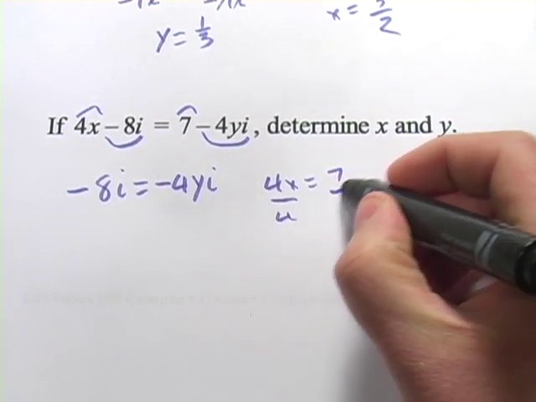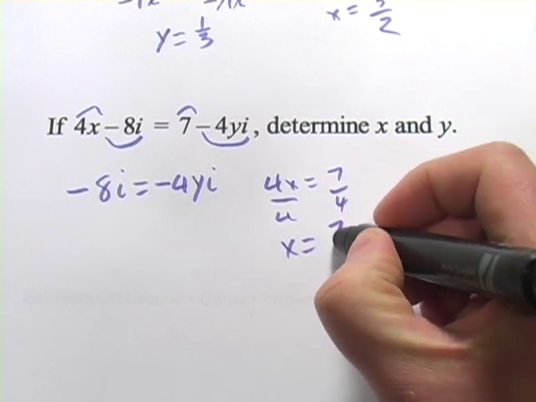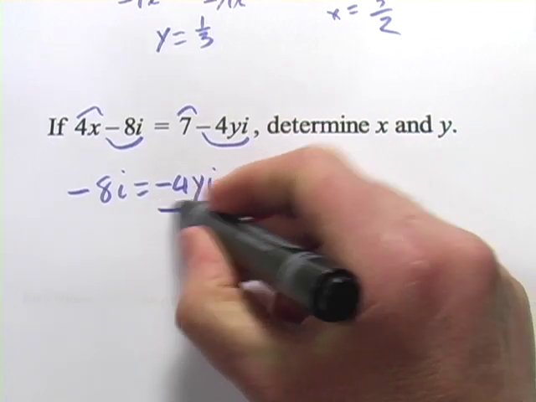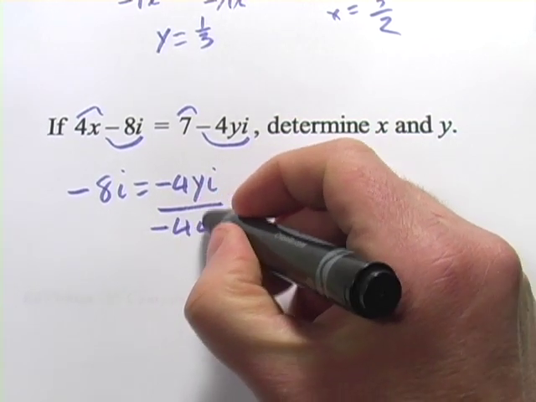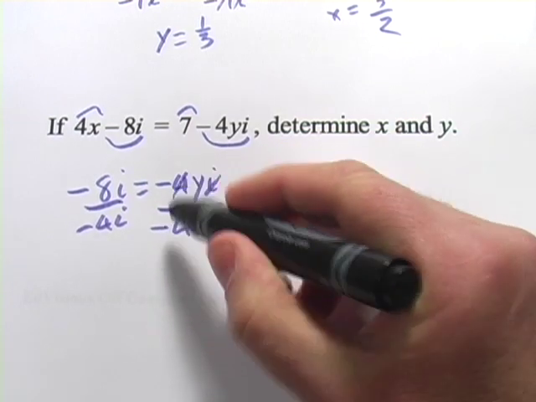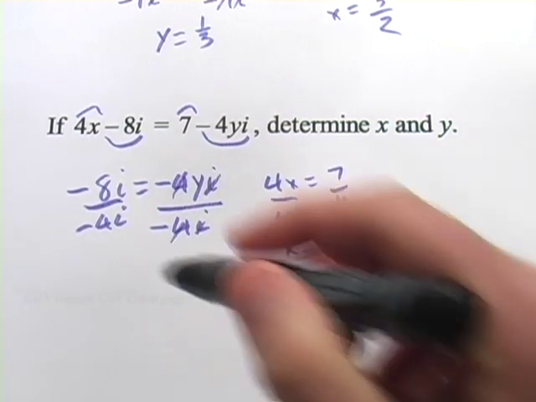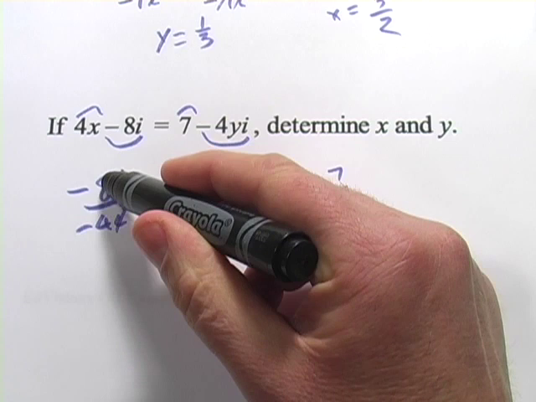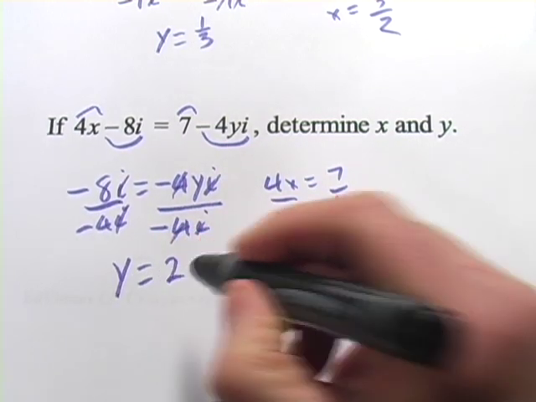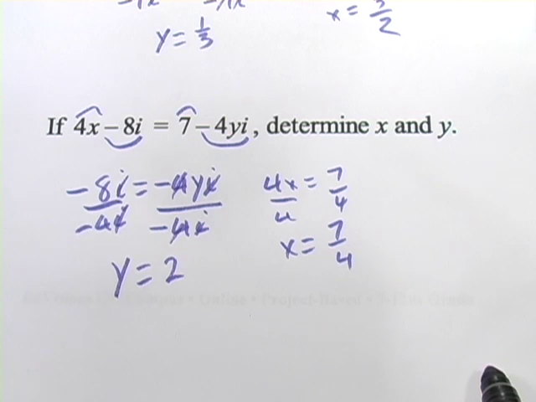Solving for x just involves dividing by 4, so we've got 7/4 for x. And solving for y here, we're going to have to divide both sides by a negative 4i. So the i's cancel and the negative 4's cancel here, leaving just y. And over here, the i's cancel, and it's negative 8 divided by negative 4. That's a positive 2. So y equals 2.